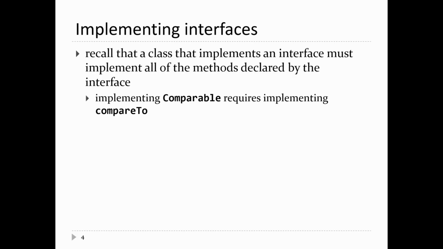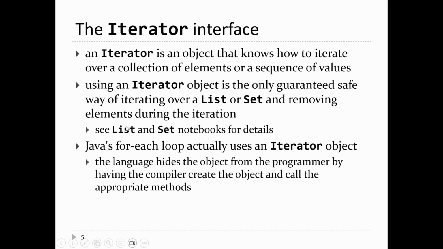Okay, so a class that wants to implement an interface simply provides all the methods in the interface. So implementing Comparable, you simply provide compareTo. The Iterator interface is an interface that you've been using even though you probably didn't know it. An iterator is an object that knows how to iterate over a collection of elements or a sequence of values. When you iterate over a collection or a sequence, you would normally write a for loop, and if you're using a counting style loop, for int i equals 0, i is less than something, and so on.